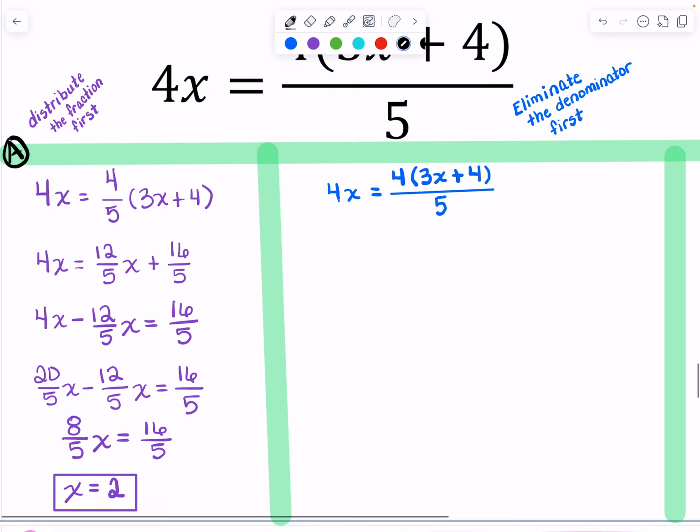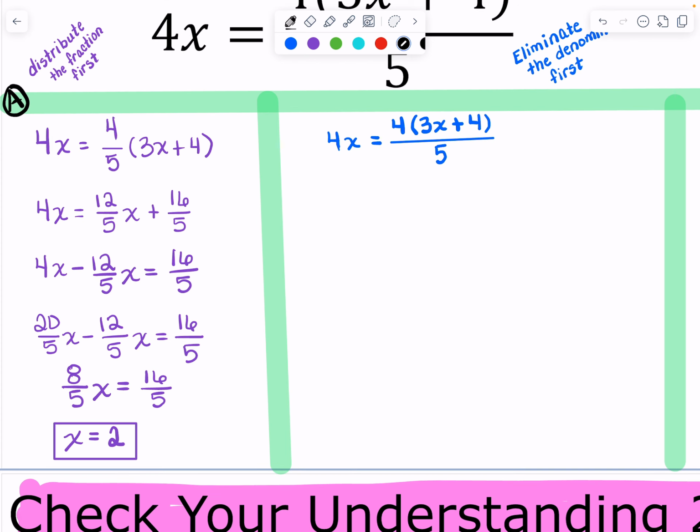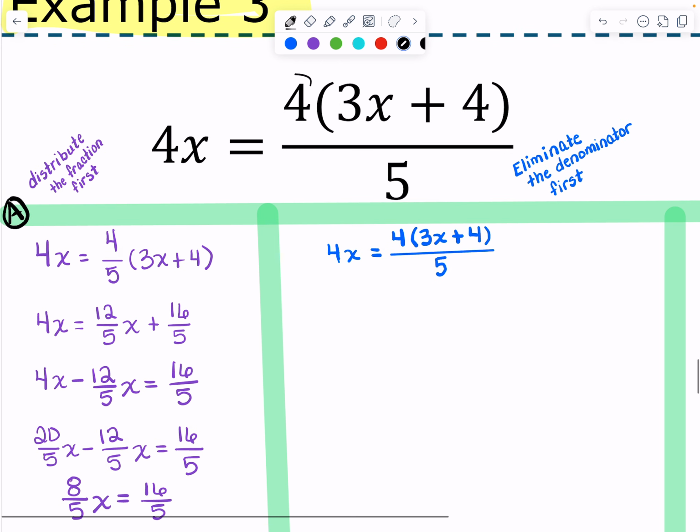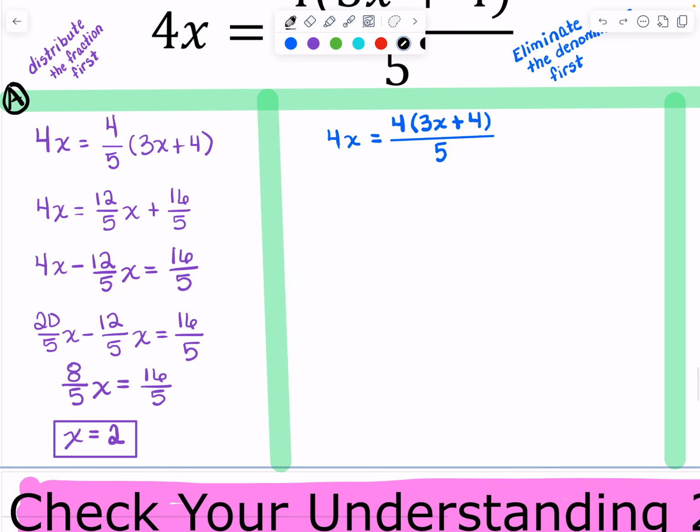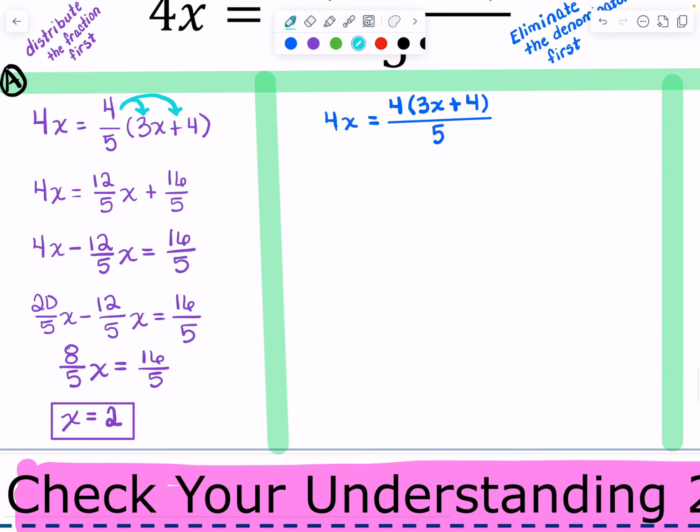So on this one here, I have 4x equals 4/5 times (3x plus 4). I've taken the 4/5 and made it a fraction just out in front of the parentheses. Now, when I distribute this, I have 4/5 times 3x and 4/5 times positive 4. So I get 4x equals 12/5 x plus 16/5. Now, even though I might want to combine these two, I can't because 16/5 does not have an x. Without that x, they're not like terms.